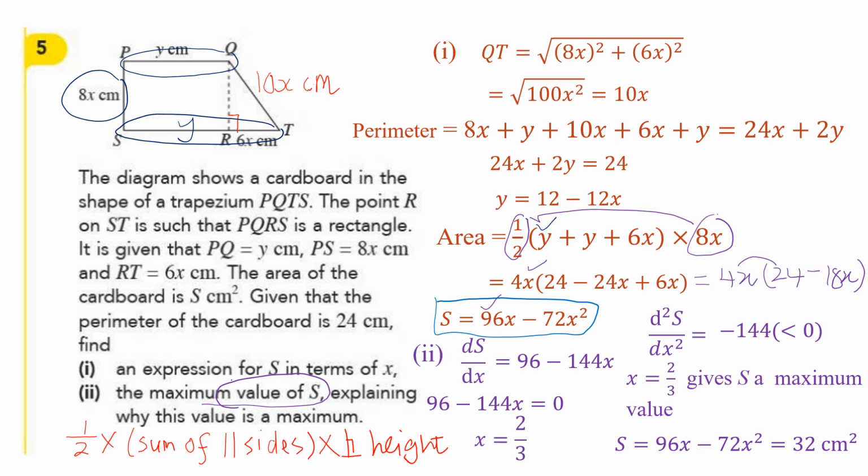Which means your PS will be 8 times 2/3. Then to find the value of y, you just substitute x equals 2/3 into here. Right, so you have the value for x and the value of y, and with those dimensions, you can make a trapezium using cardboard, having maximum area 32 centimeters squared.